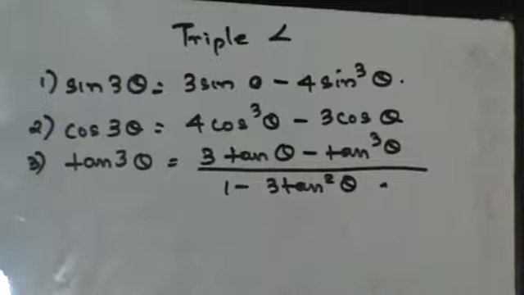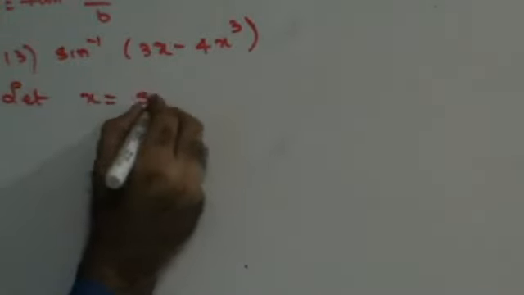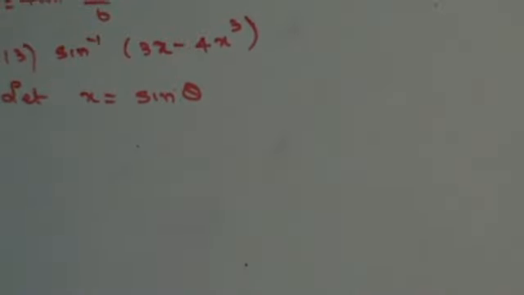Now let's try to do this sum. Here they've told you to find the value of sine inverse of 3x minus 4x cube. Right? What you will do is, let's assume x be equal to sin theta. Why did I make the assumption? Guys, look at this. The function I have outside is sin inverse. I have a sine function outside. To solve this, I need to have a sine function inside.